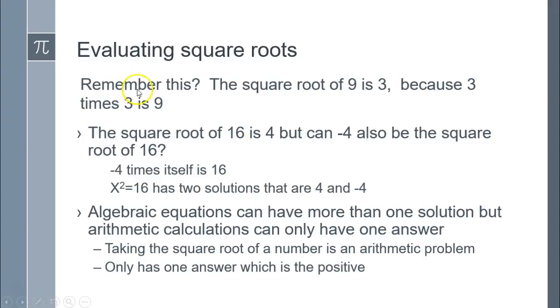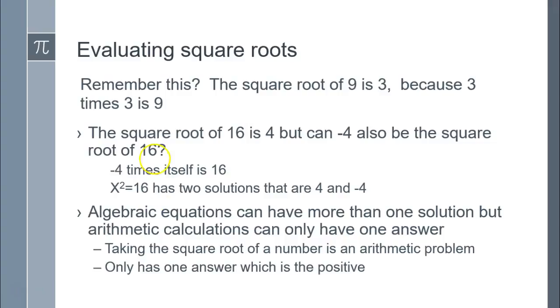So, I think you are all a little bit familiar with square roots. The square root of 9 is 3, because 3 times 3 is 9. Okay, we remember that. And you say, well, what's the square root of 10? Well, it doesn't have a simple integer square root. But the square root of 16 is 4. But why don't we say it's negative 4? Because negative 4 squared is also 16.